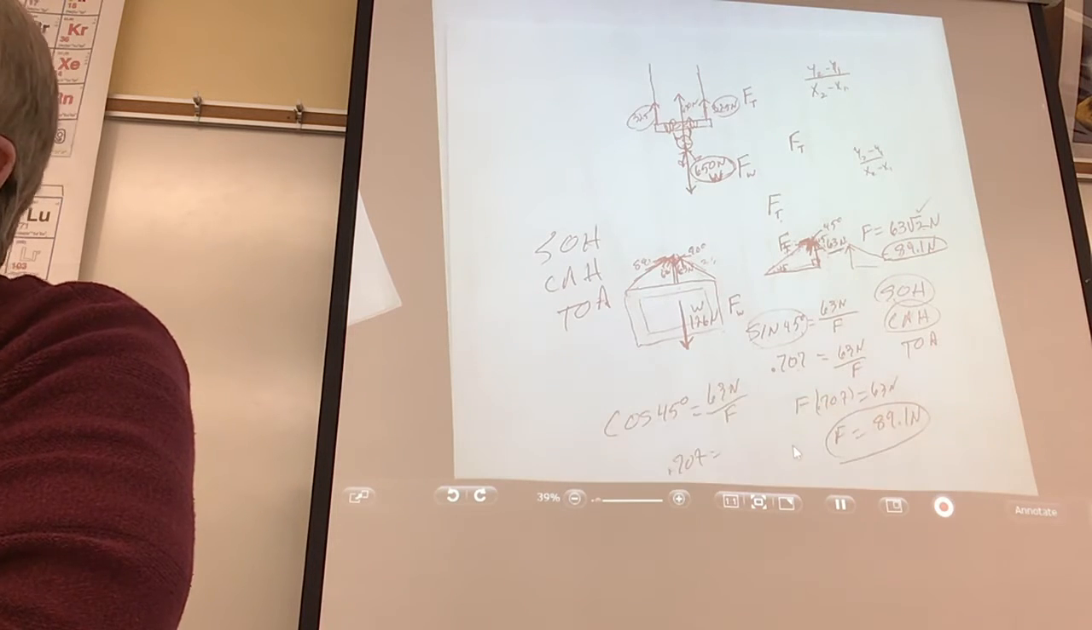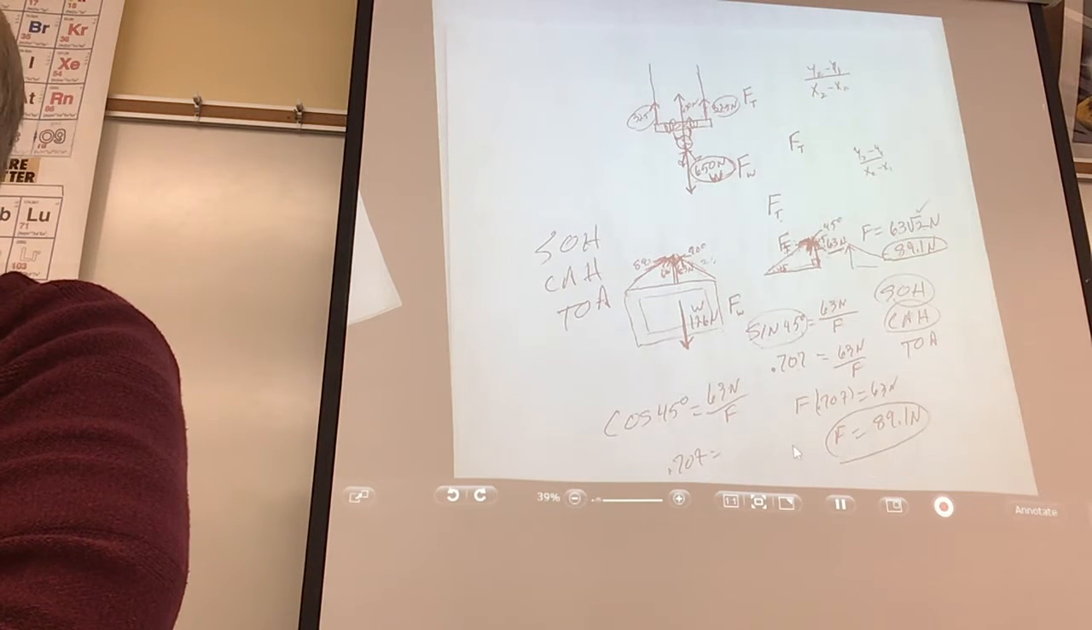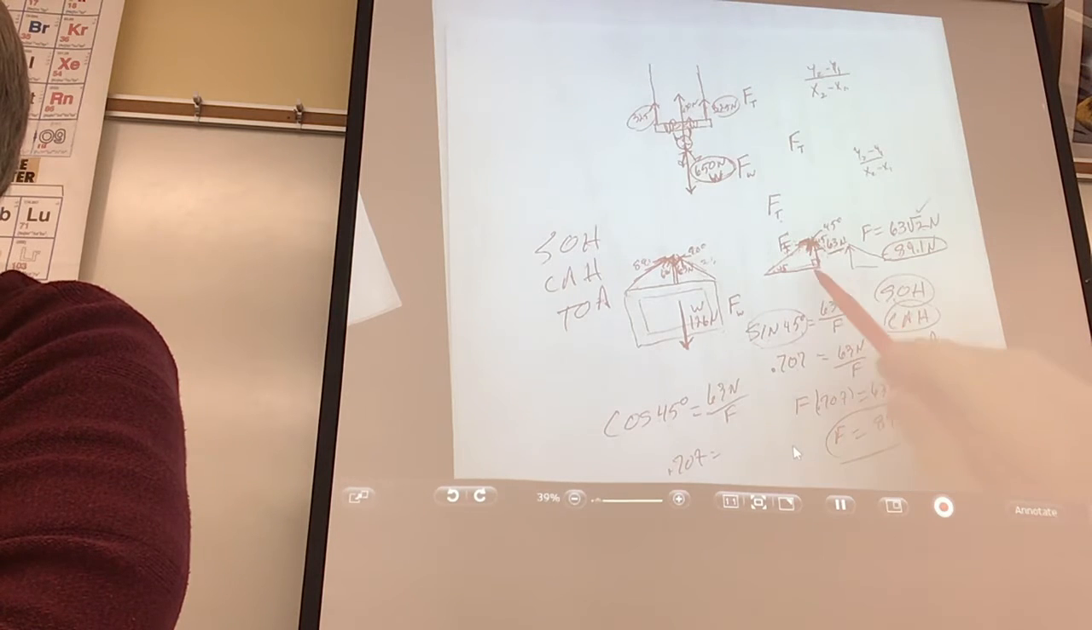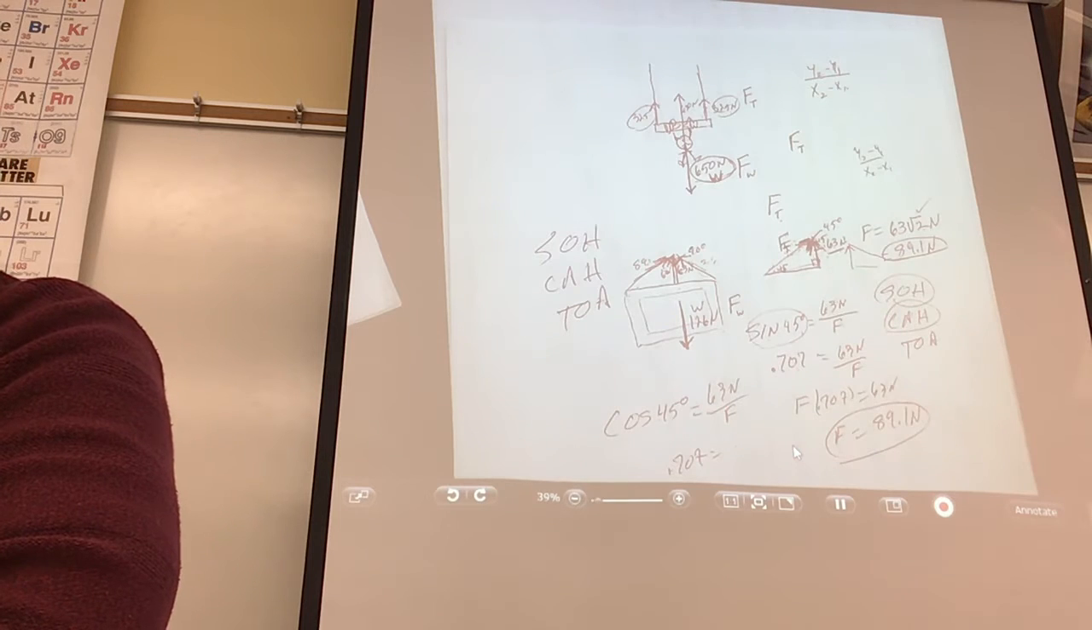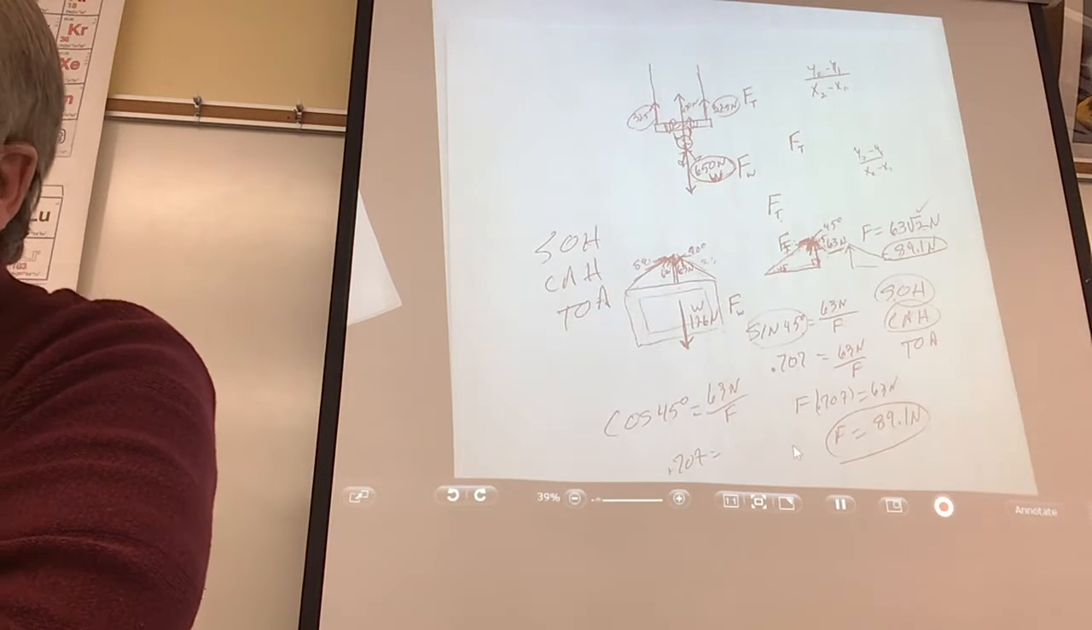I don't know if some of you have already figured this out, that the sine of 45 and the cosine of 45 are what? They're equal, aren't they? And so you could do this problem with sine or cosine, and you'll get the same answer, won't you? All right, let's do the next one.